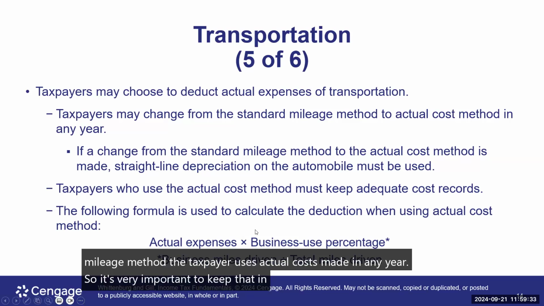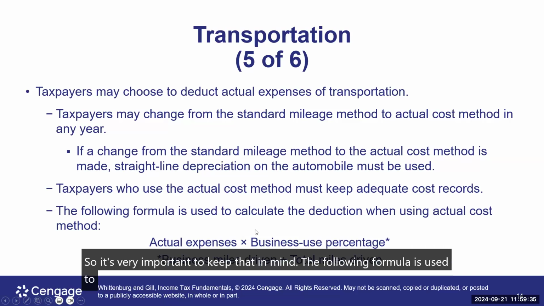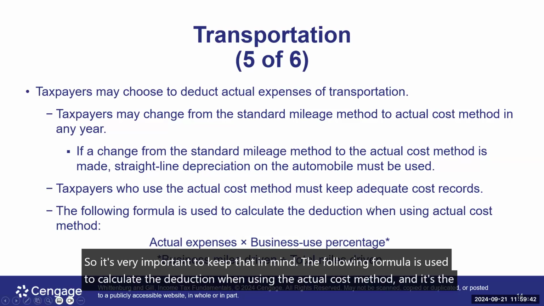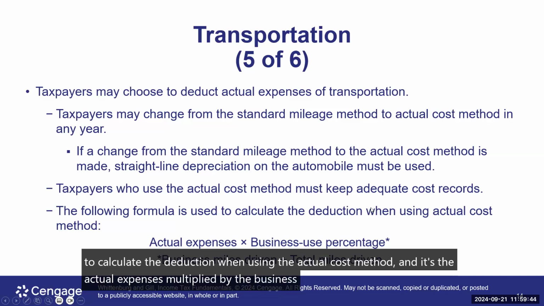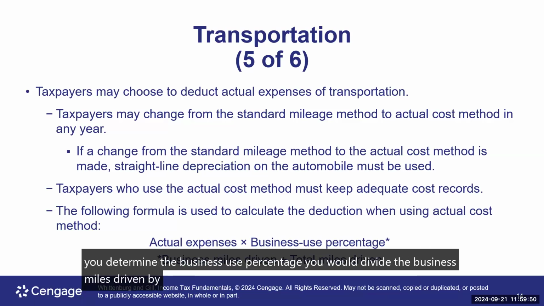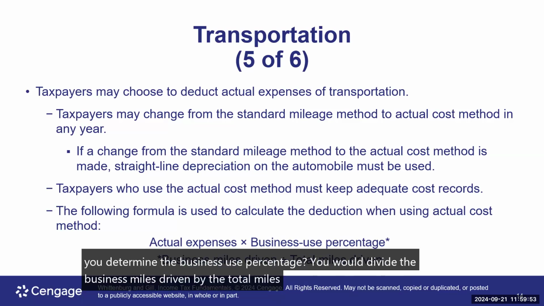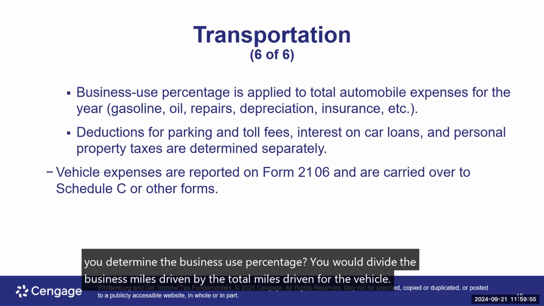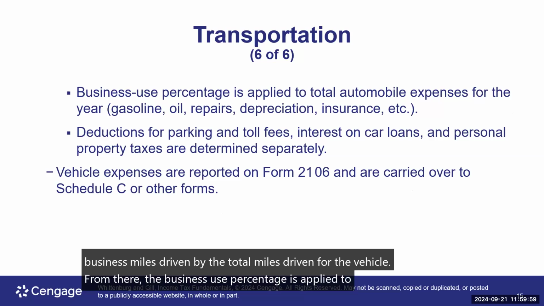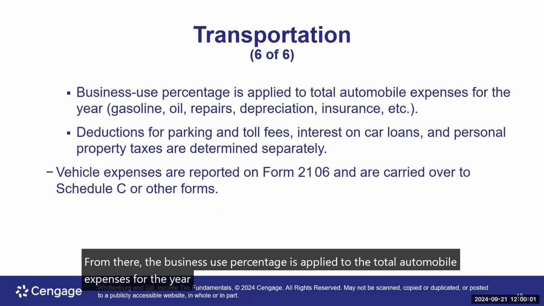The following formula is used to calculate the deduction when using the actual cost method. It's the actual expenses multiplied by the business use percentage. And how do you determine the business use percentage? You would divide the business miles driven by the total miles driven for the vehicle. And from there, the business use percentage is applied to the total automobile expenses for the year. This includes gas, oil, repairs, depreciation, insurance, etc.